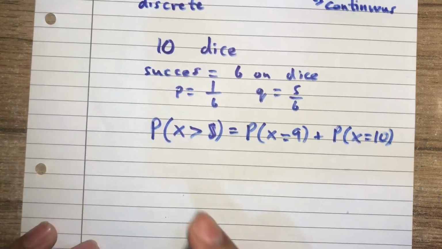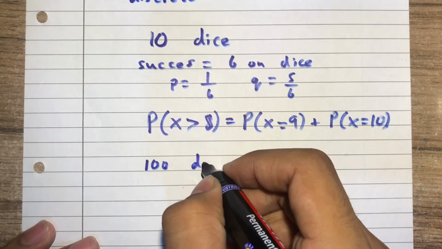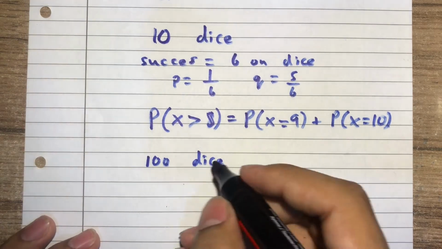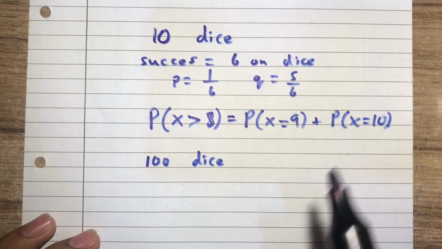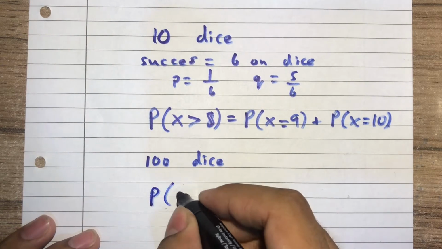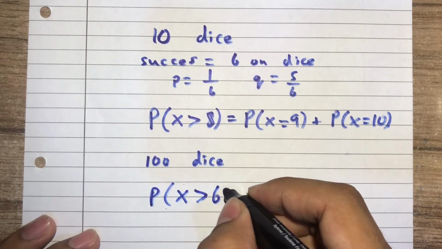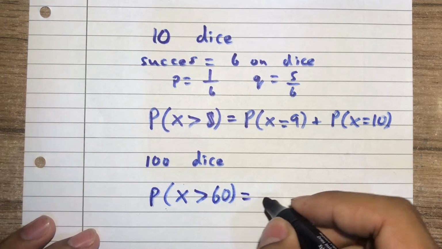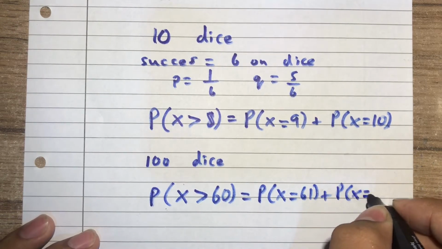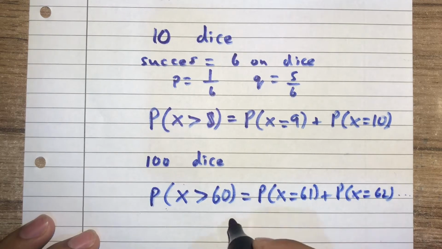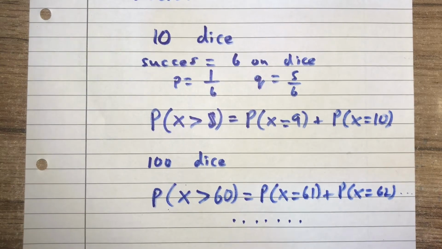Now, for example, we had 100 dice. Again, success was the same, 6 on dice, and probability of success was 1 over 6. Probability for failure was 5 upon 6. But now we have to find the probability that there are more than 60 successes. So one way would obviously be probability of x equals 61 plus probability of x equals 62, and so on till the probability of x equals 100. But that will not be feasible, right? So this is where approximation of binomial to normal comes.